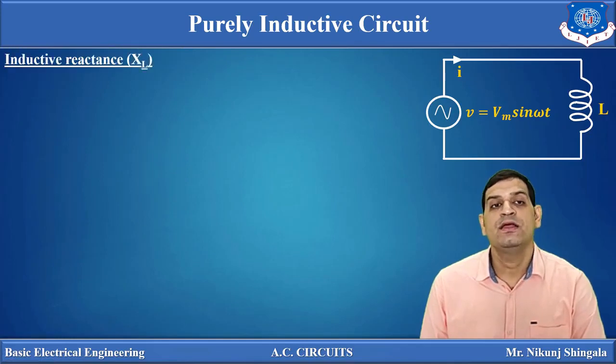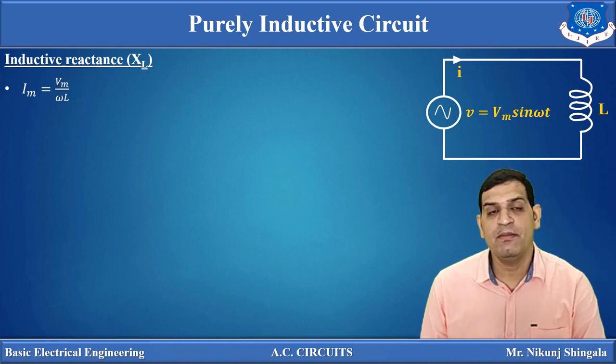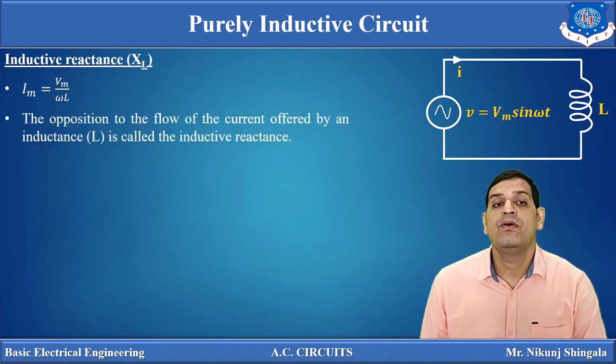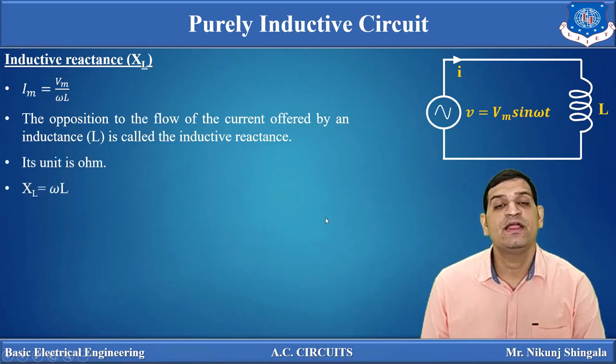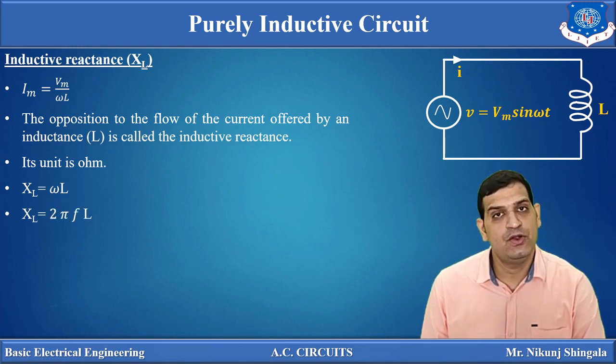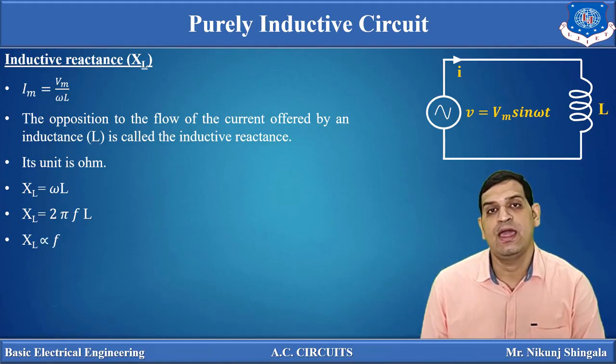Now moving towards inductive reactance. Im equals Vm divided by omega L. The opposition to the flow of current offered by inductance is known as inductive reactance. So omega L is the inductive reactance and its unit is ohm. So we can write XL, the inductive reactance, equals omega L. Now omega is represented by 2 pi f, so XL equals 2 pi f L. So XL is proportional to f. As the frequency increases, the inductive reactance increases.